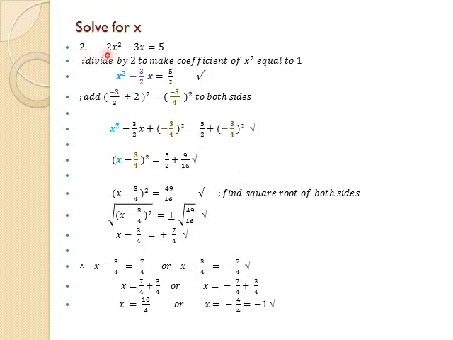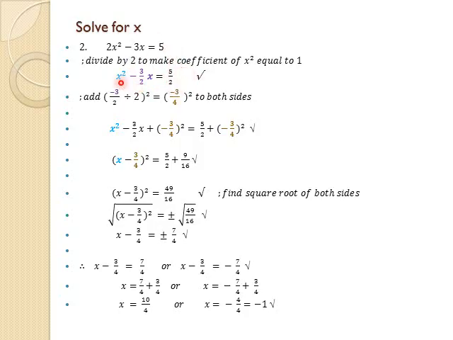Right, problem number 2, you see I have 2x squared minus 3x equal 5. So to complete the square, it must read x squared, it must have a coefficient of 1, not 2. So I'm dividing by 2 to make the coefficient of x squared equal to 1. Very important. So 2 divided by 2 gives me 1, minus 3 divided by 2 and 5 over 2.